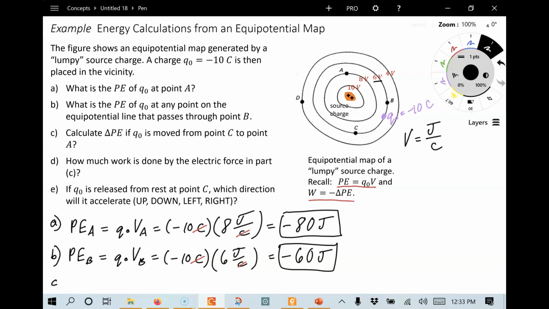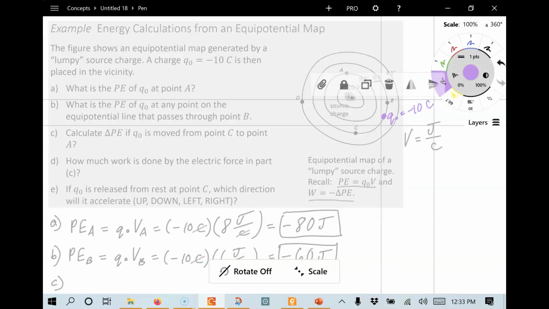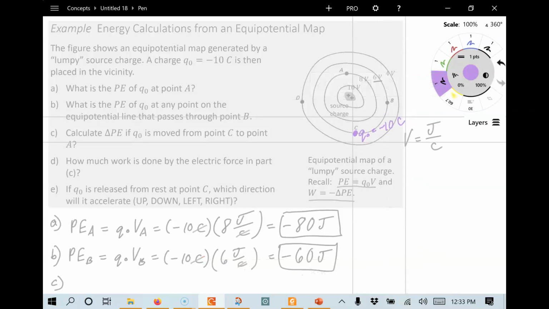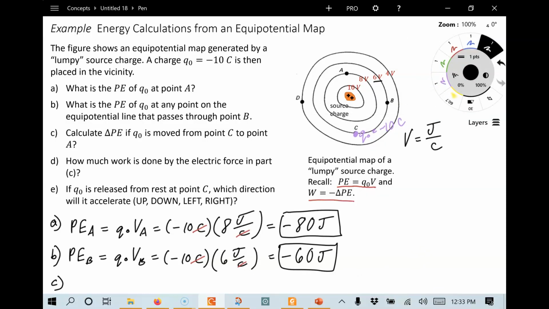Let's look at part C. Calculate delta PE if Q naught is moved from point C to point A. So say we're over here, we start at point C, and we're going to go ahead and move it around.